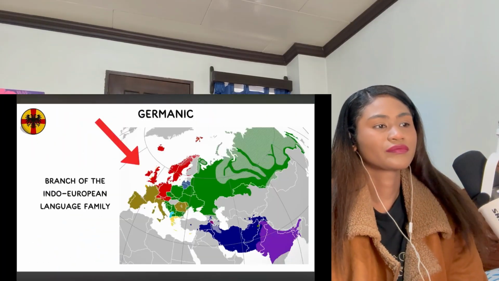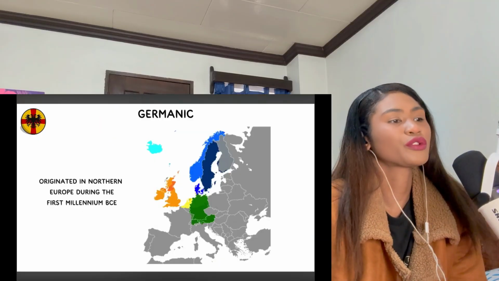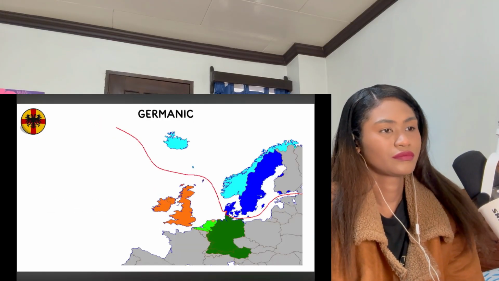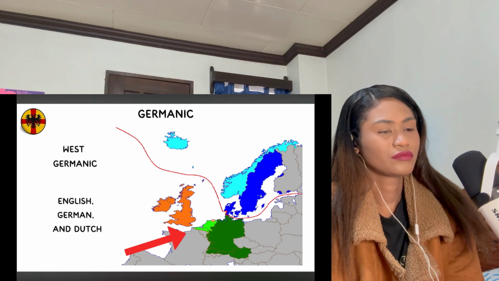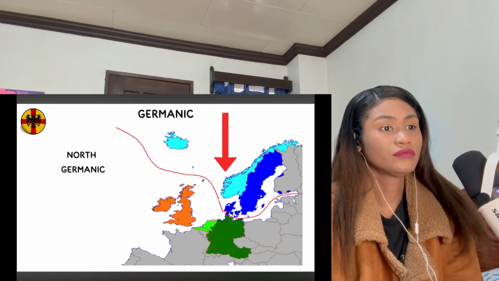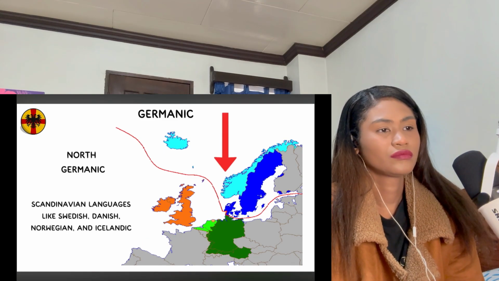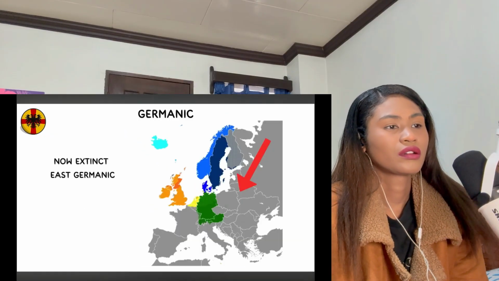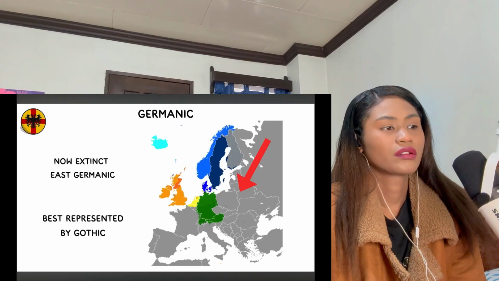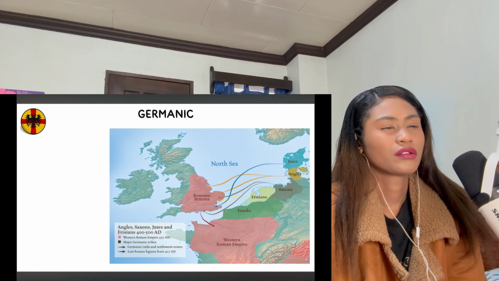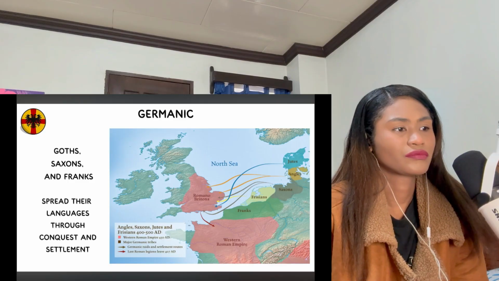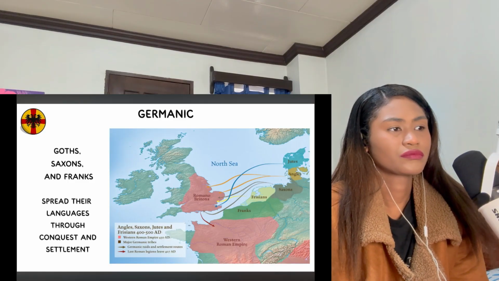Germanic, a major branch of Indo-European, originated in Northern Europe during the first millennium BCE. It divided into three groups: West Germanic, which includes English, German, and Dutch; North Germanic, which developed into the Scandinavian languages like Swedish, Danish, Norwegian, and Icelandic; and the now extinct East Germanic, best represented by Gothic. The early Germanic tribes, including the Goths, Saxons, and Franks, spread their languages through conquest and settlement, leaving a deep mark on European history.